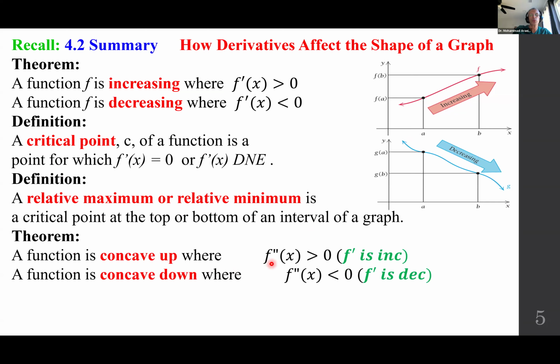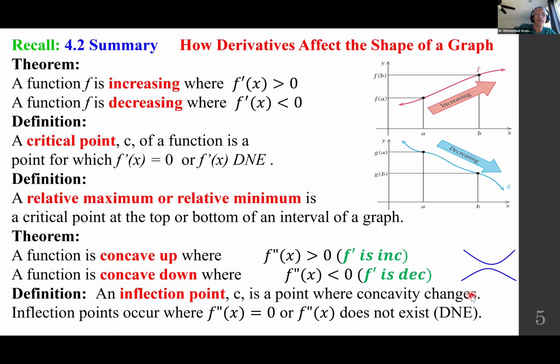The function is concave up where f double prime is positive, meaning f prime is increasing, and a function is concave down where f double prime is negative, meaning f prime is decreasing. Looking like this, concave up, looking like that, concave down. An inflection point is a point where concavity changes. An inflection point occurs where f double prime is 0 or f double prime does not exist. Okay, concave down becomes concave up. This is the point where the change occurs.